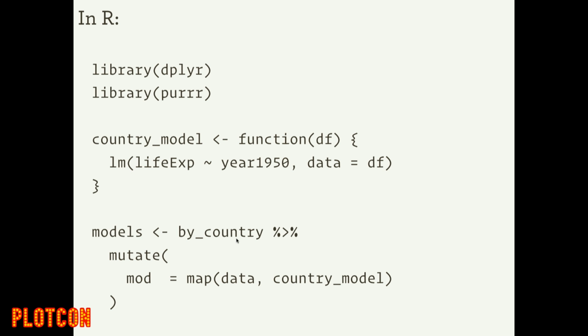Then I'm going to say I want to take my existing country data set and I want to mutate it. I want to add a new column, and that new column is going to be a column of models, which I fit by taking each of these data frames and applying this model fitting function to it.